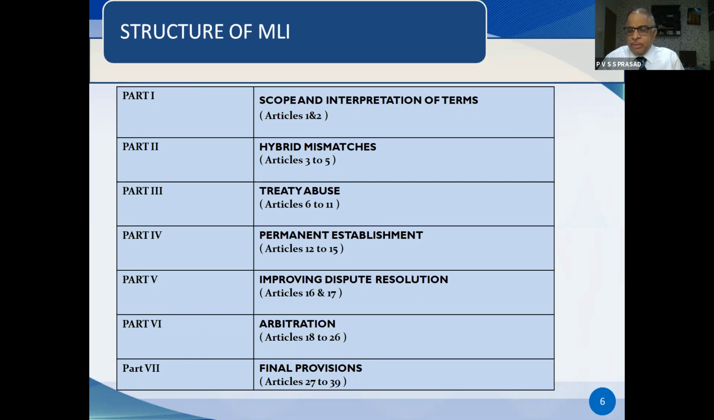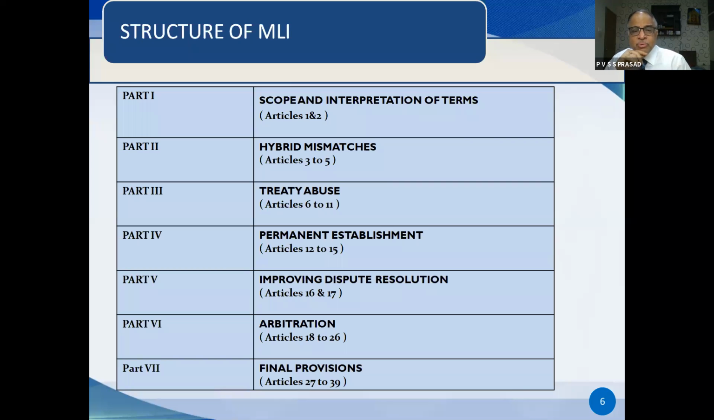And even transparent entities: the UK has a system where a partnership is not an opaque entity, it's a transparent entity. In the sense, a partnership firm is not a taxable entity in the UK. It is only the partners who are going to be taxed. Whereas in India, a partnership is also a taxable entity and partners are also taxable entities.